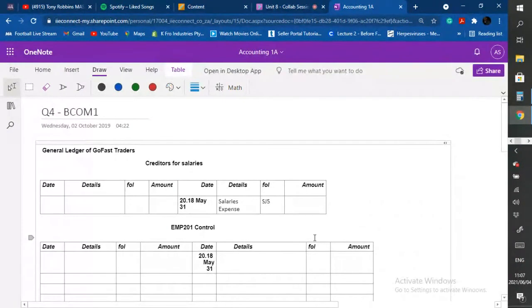So let's proceed. Then, what was his net salary? We calculated it there. I believe it was 19,000.